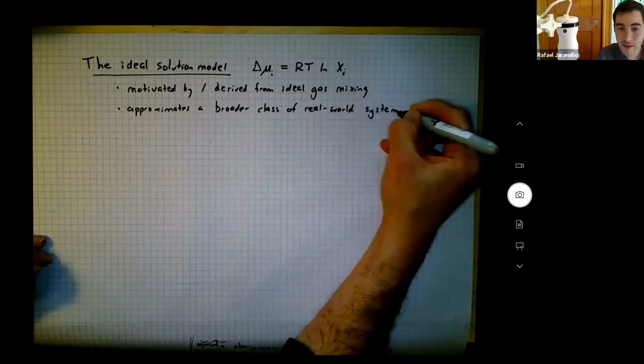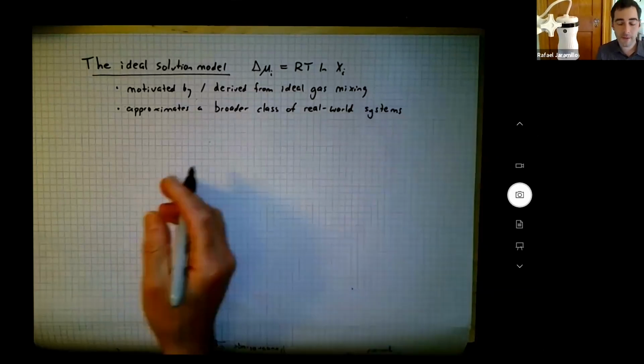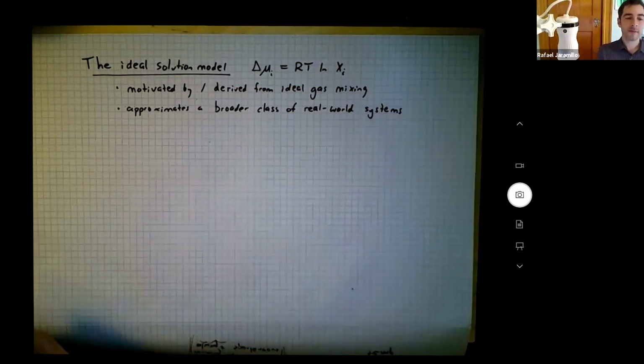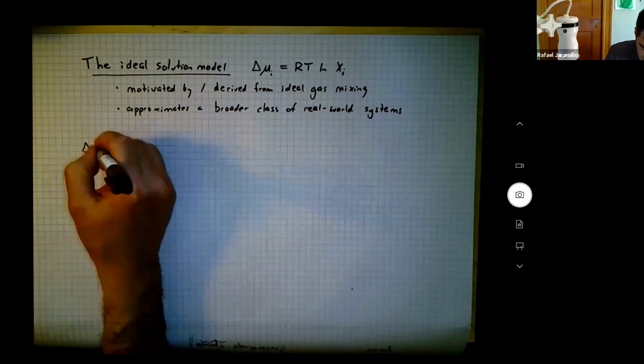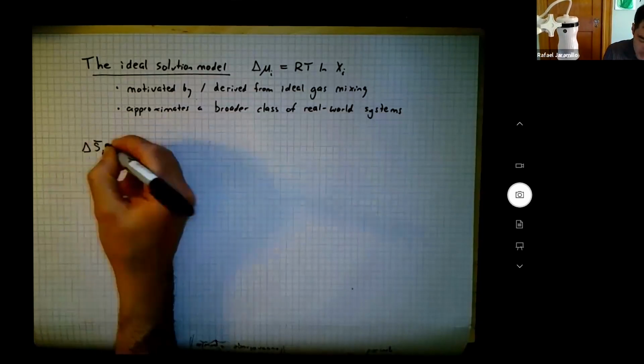So this is very typical in science. You have some simple case, you treat it as a model system, you develop the model, you study the model, and then you say, oh, well, maybe this model applies elsewhere. Maybe it does, maybe it doesn't. So here are some properties of the ideal solution model.